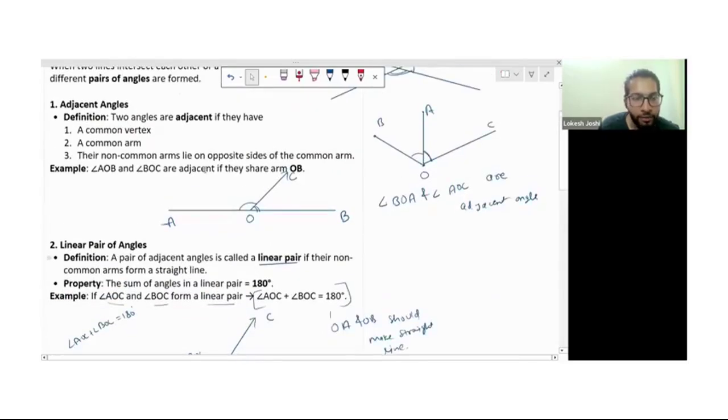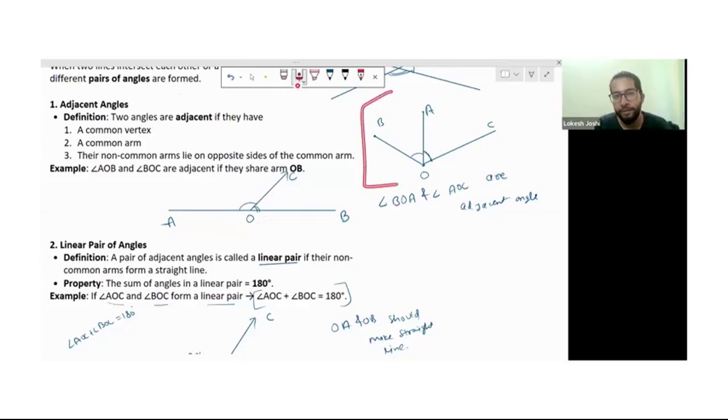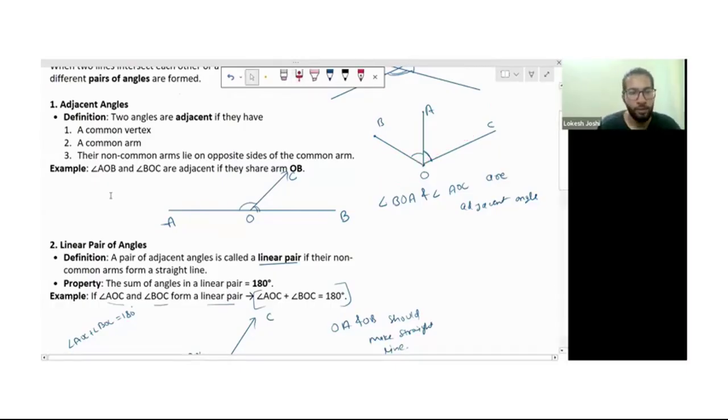Now you might have confusion between adjacent and linear pair of angles. So let me tell you, a linear pair is a special case of adjacent angles, which means adjacent angles can be a linear pair if the opposite arms of the adjacent angles form a straight line, which means on the straight line we have made some angles. That's the linear pair. This example is not linear because here OA and OC cannot make a straight line. So that's all for this.